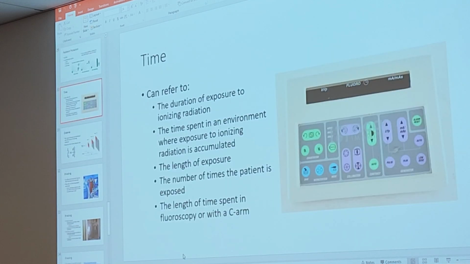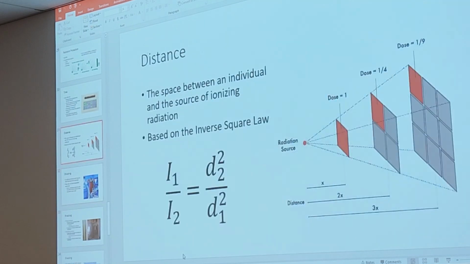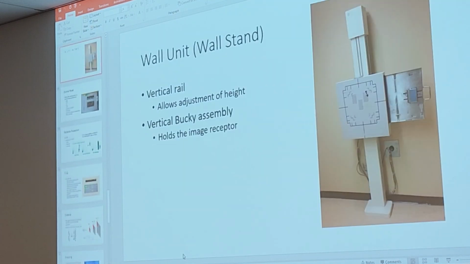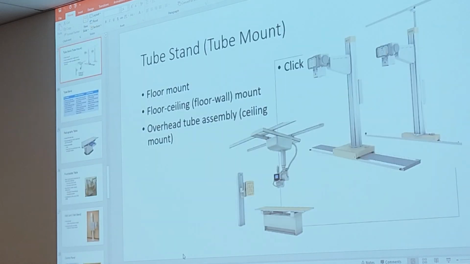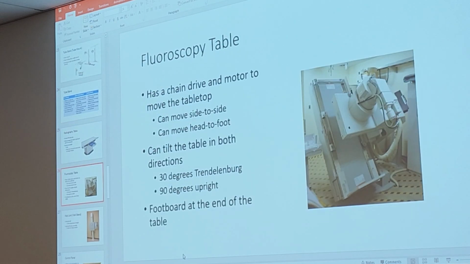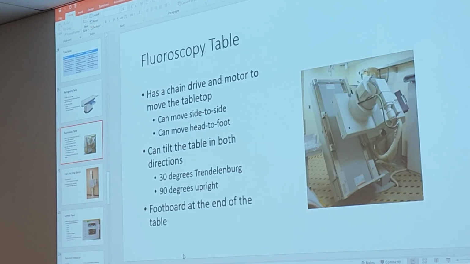Could you go back to the shielding, like the numbers? Primary, 1/16 and 32. Thank you. We're okay with these different things, the tube, table, wall stand, control panel, floral table. Those of you who are at the hospitals, have you had a chance to peek in the floral department? Take a look at the floral table.